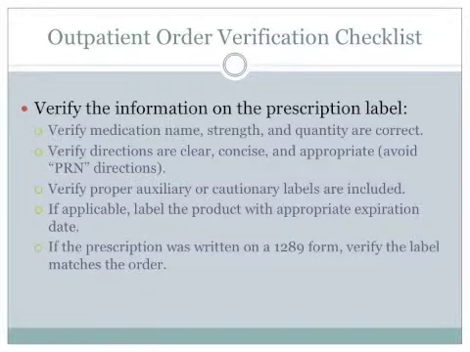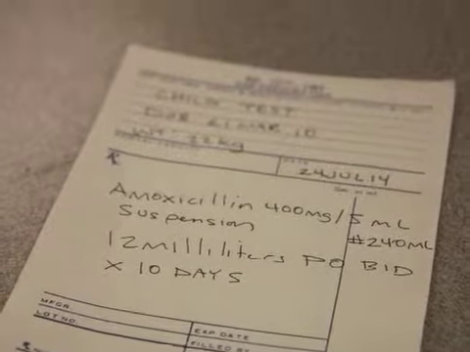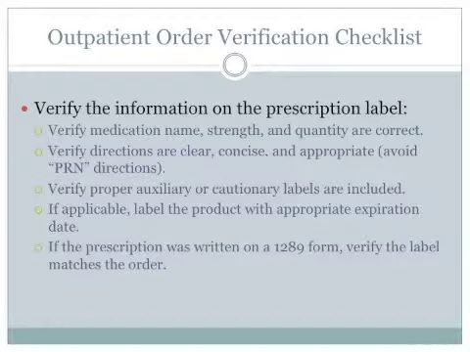The second step is to verify that the prescription is labeled correctly. This includes verifying that the name, strength, and quantity are correct, that the directions for use are clear, that appropriate auxiliary labels are included, such as storage requirements, special directions, and expiration date. If the prescription is handwritten, the LIP must ensure that the label reflects the written order to avoid any transcription error.